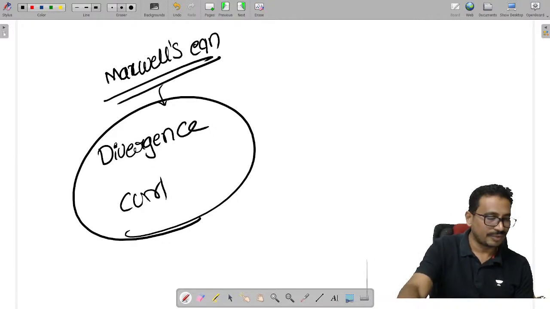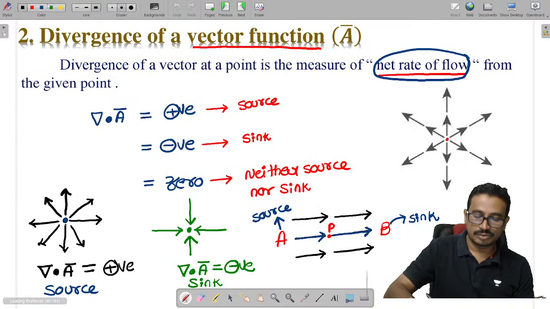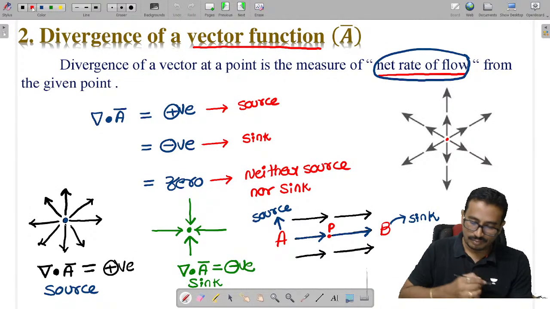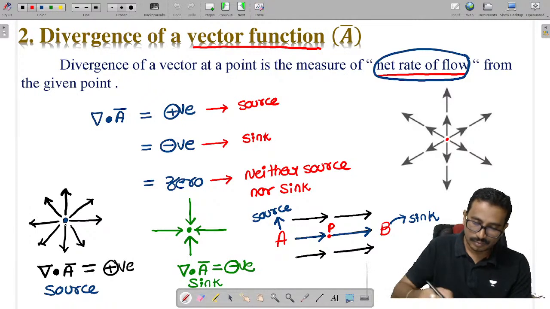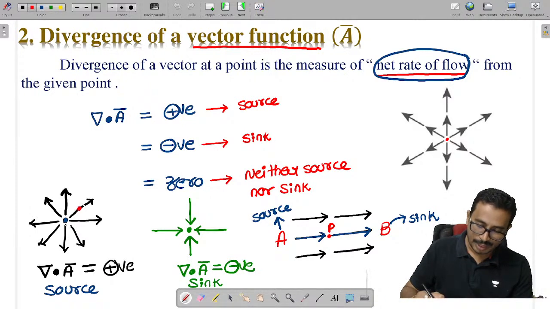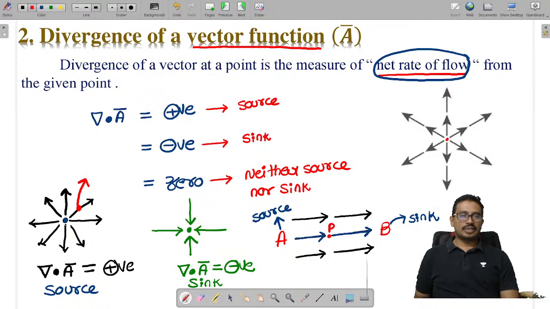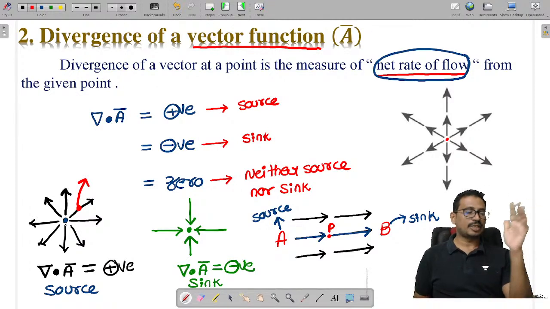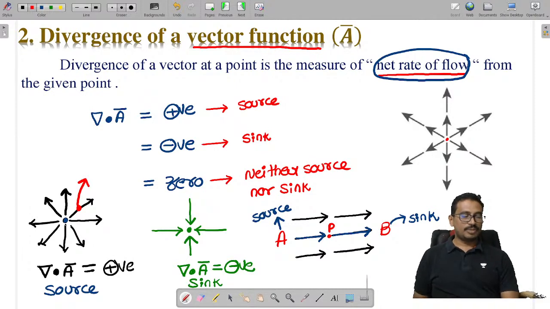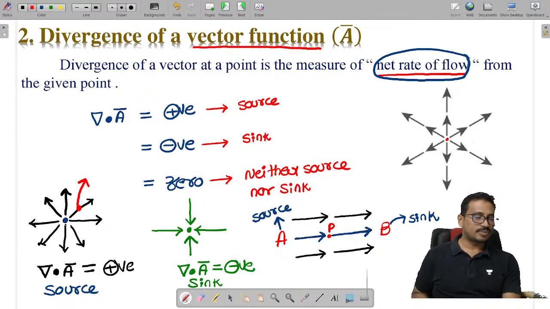Now I will ask one question. Try to answer my question, everybody. Look here, all of you. At this point, tell me the divergence at this point. How much is it? Divergence here, you tell me. Speak up, everyone has to respond. Don't sit idle. Everyone has to respond. What is the divergence at this point?